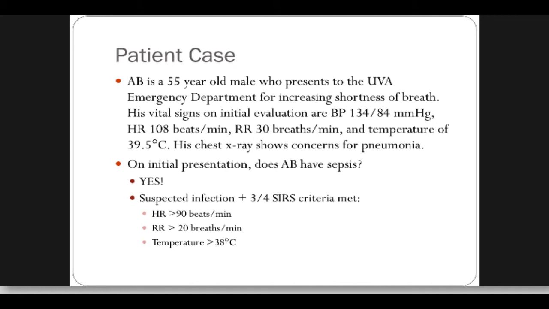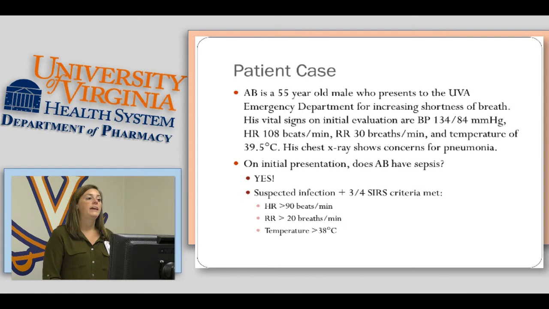So yes, AB does have sepsis. He has a suspected infection, which was shown by his chest x-ray that was concerning for pneumonia. And in the setting of having a suspected infection, he also has 3 out of 4 of the SIRS criteria. And if you remember from the beginning of my presentation, you have to have at least 2 of the 4 SIRS criteria to be considered to have sepsis in the setting of having a suspected infection as well.